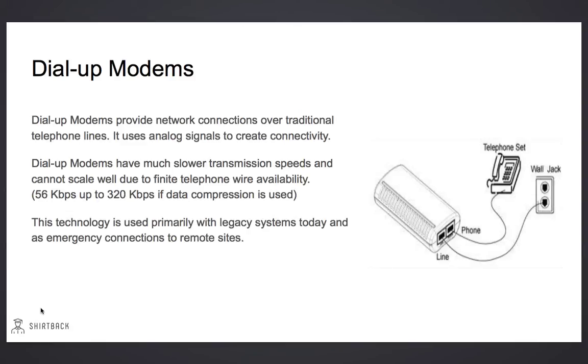Dial-up modems will provide a network connection over traditional telephone lines. However, unlike DSL modems, dial-up modems only use analog signals for connectivity. Dial-up modems have much slower transmission speeds and do not scale well due to the limited telephone wire availability. Dial-up modems typically have a 56 kilobit per second data throughput, but can increase that to 320 kilobits per second if we use data compression. Dial-up modems are typically used now with only legacy systems and remote site emergency connections.